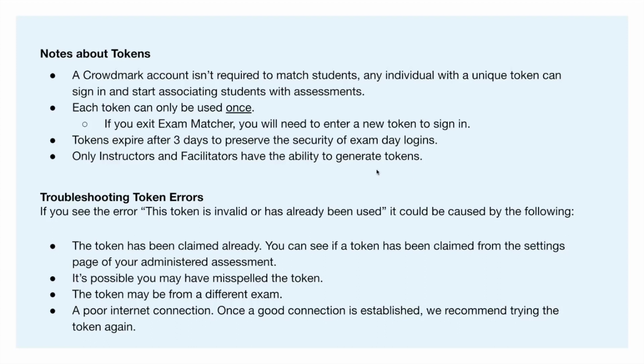So when it comes to troubleshooting token errors, if you do see the error, this token is invalid or has already been used, it can be caused by the following reasons. So one, the token could have been claimed already. You can see if a token has been claimed already from the settings page of your administered assessment. It's also possible that you may have misspelled the token. The token may have been used from a different exam, or it may be caused by a poor internet connection. So once a good connection is established, we recommend trying the token again.